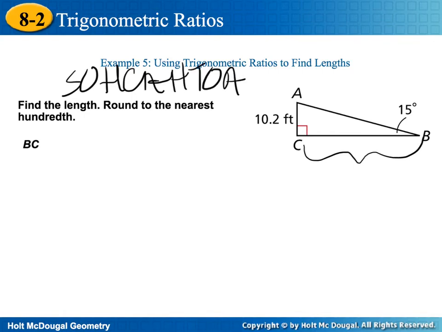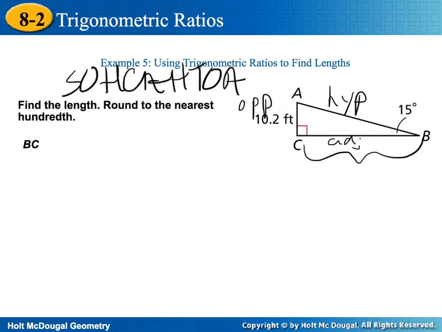So based on where the degree is, I want to put in all of my information, my opposite, adjacent, and hypotenuse. Since I got 15 here, the opposite is 10.2, so this is opposite, this is adjacent, and this is hypotenuse. So what I want to do is look at which one they give me. They give me opposite.